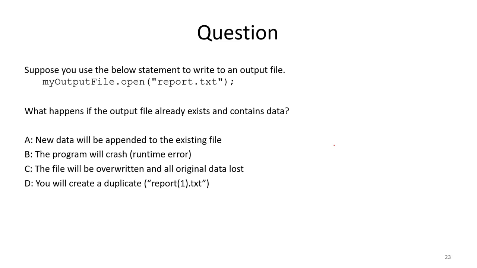Let's do a quick practice question. Suppose I use the below statement to write to an output file. Here I'm using the open function and I want to open report.txt and be able to write data. So my question to you is, what happens if that output file already exists and that output file already contains data? Do you remember what will happen?